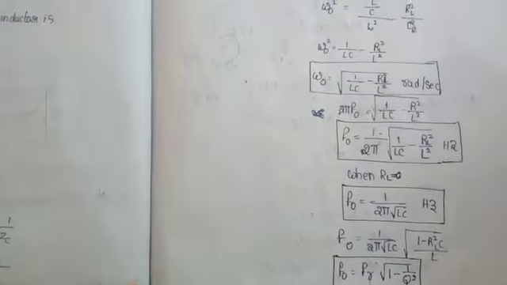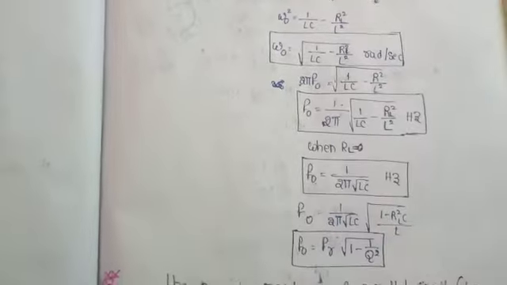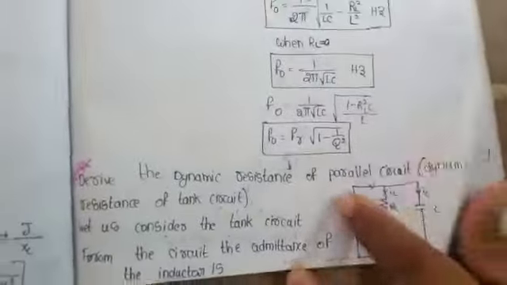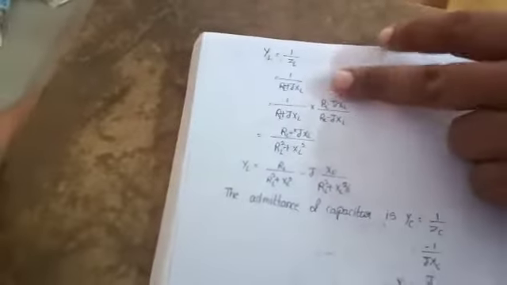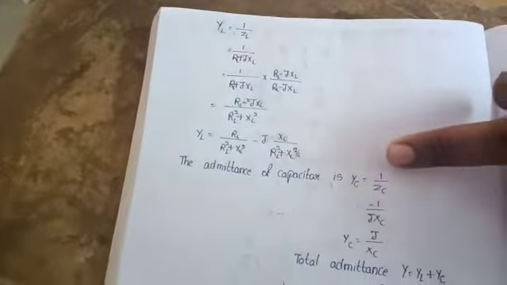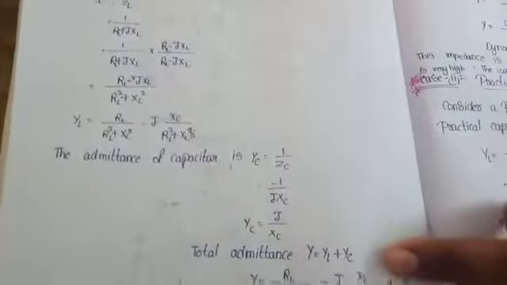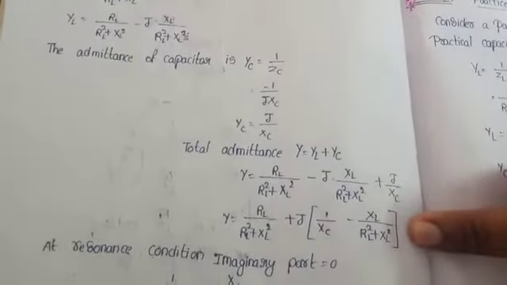This question is asking in another way: derive the dynamic resistance of the tank circuit. We have not calculated frequency, we just calculate impedance only, in the usual manner. So a tank circuit is there. You have to calculate the branch impedances and branch admittances separately, as we calculated before. YL is equal to 1 by ZL, that is this one, and YC equal to this one, and the total admittance is YL plus YC, and this is the combination.